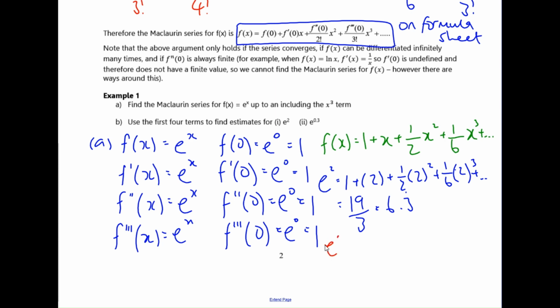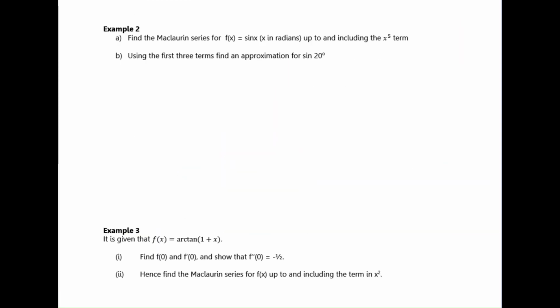For e to the 0.3, we can do the same thing. So substitute in 0.3 into your Maclaurin series, and you can get an estimate for this, which gives you 1.3495. And if you work out e to the 0.3, this is very, very close. So for smaller values of x, this is quite close, but it is valid for high values of x.